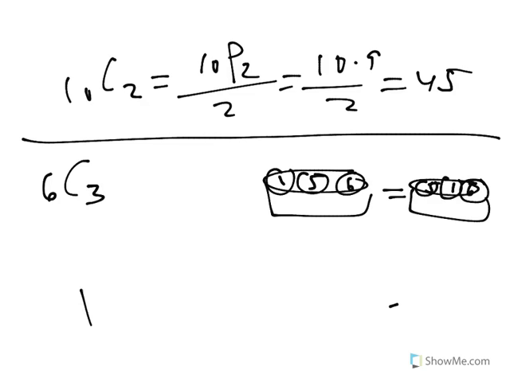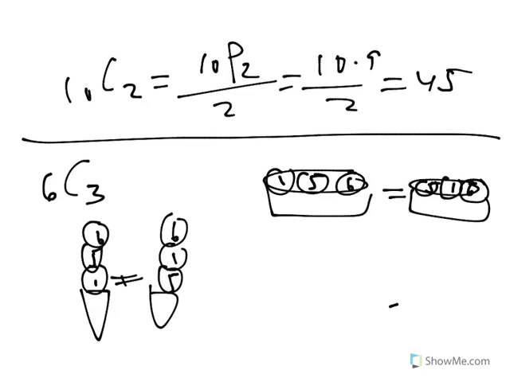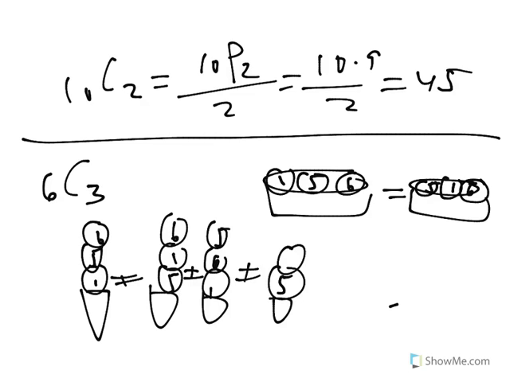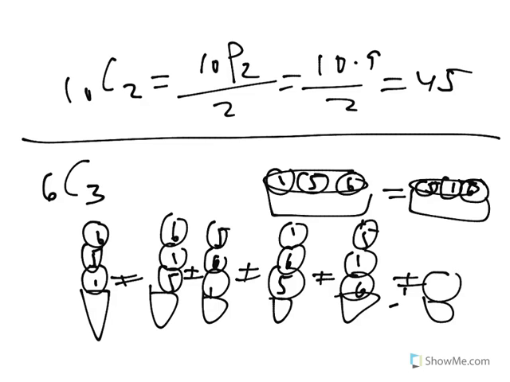However, remember with cones, 156 was not the same as the cone with 516. And actually, there's a whole bunch of cones that have those flavors in it: 165, 561, 615, 651. Notice that there's 6 different cones.